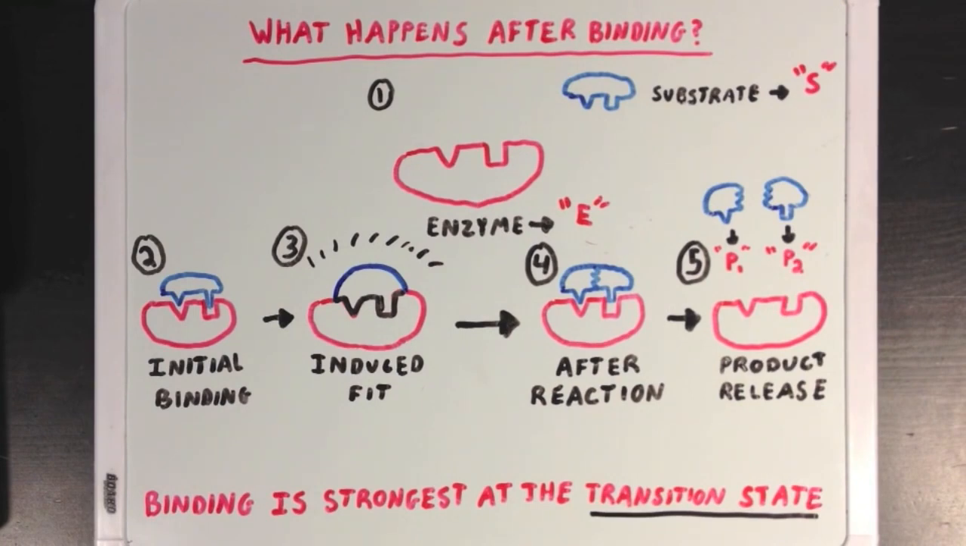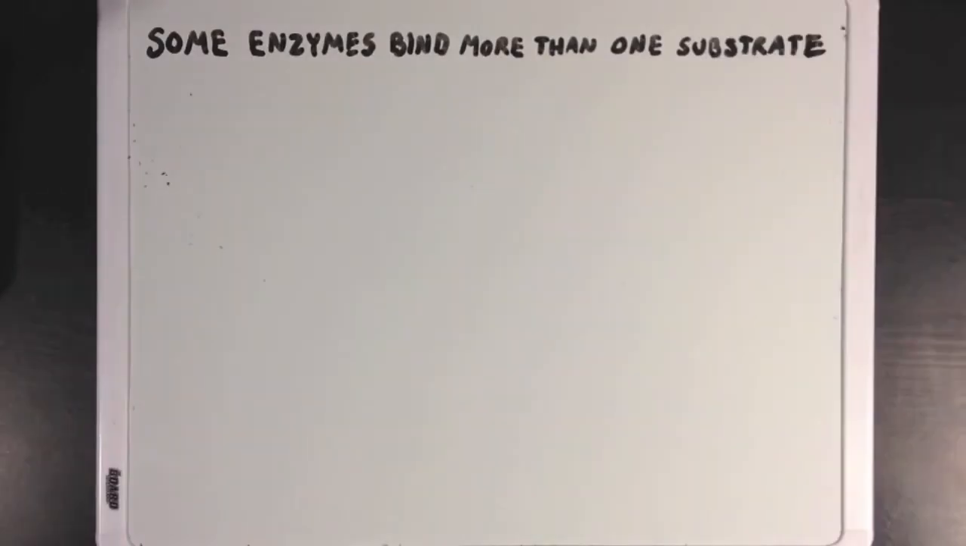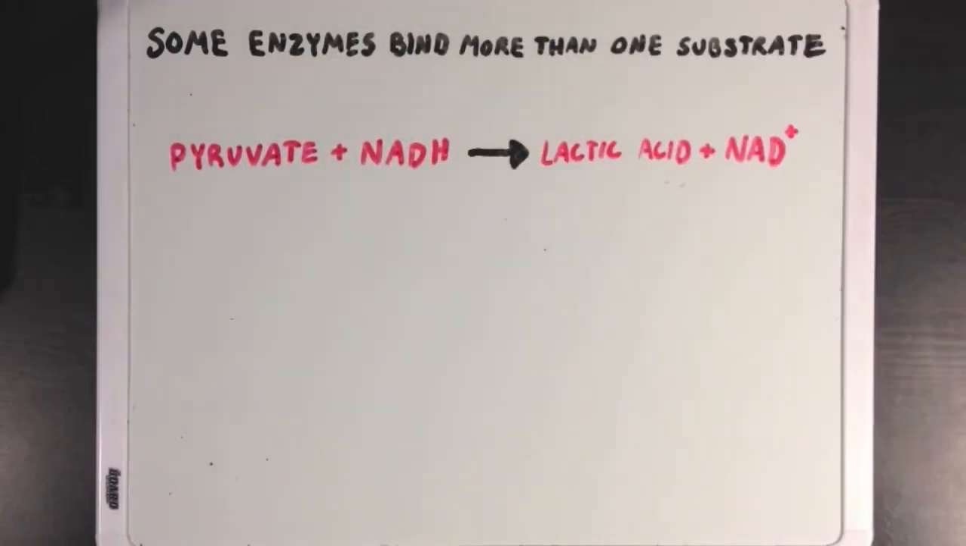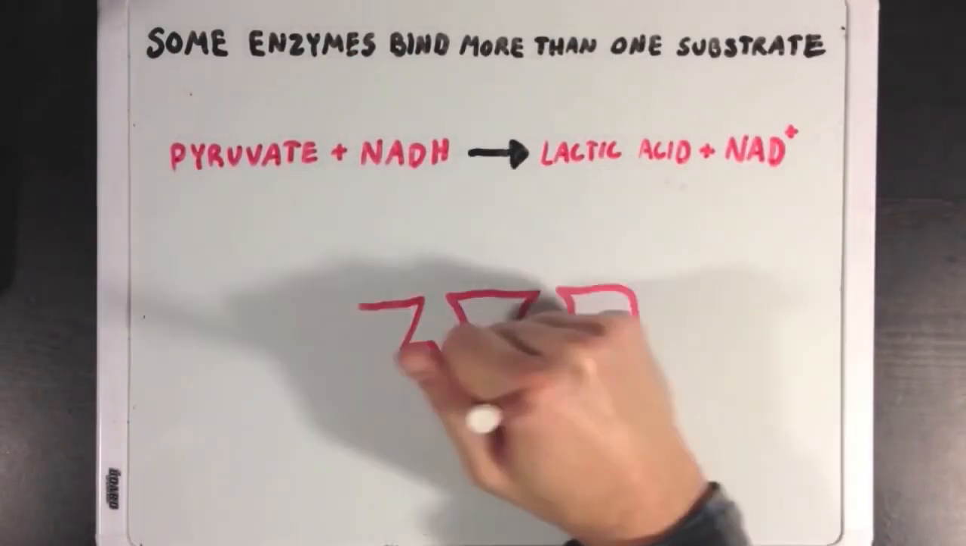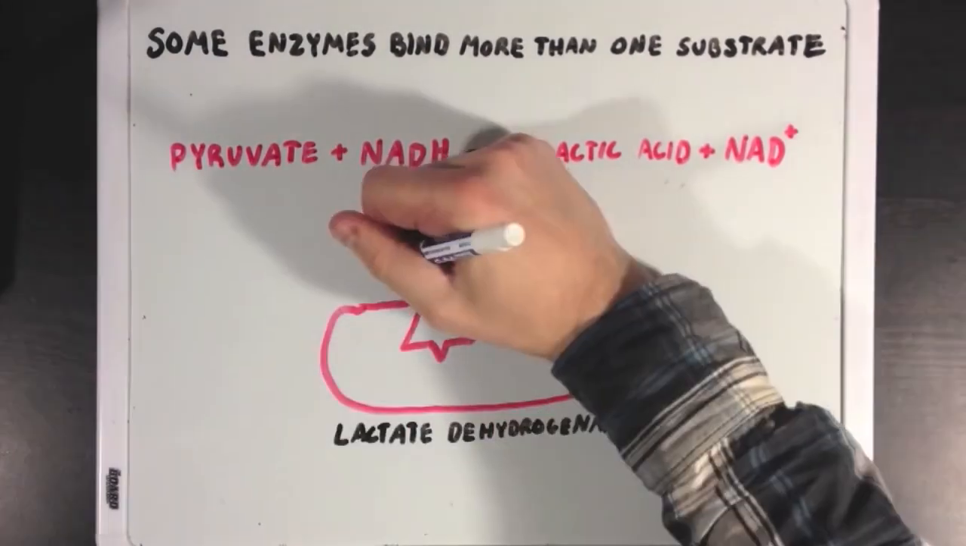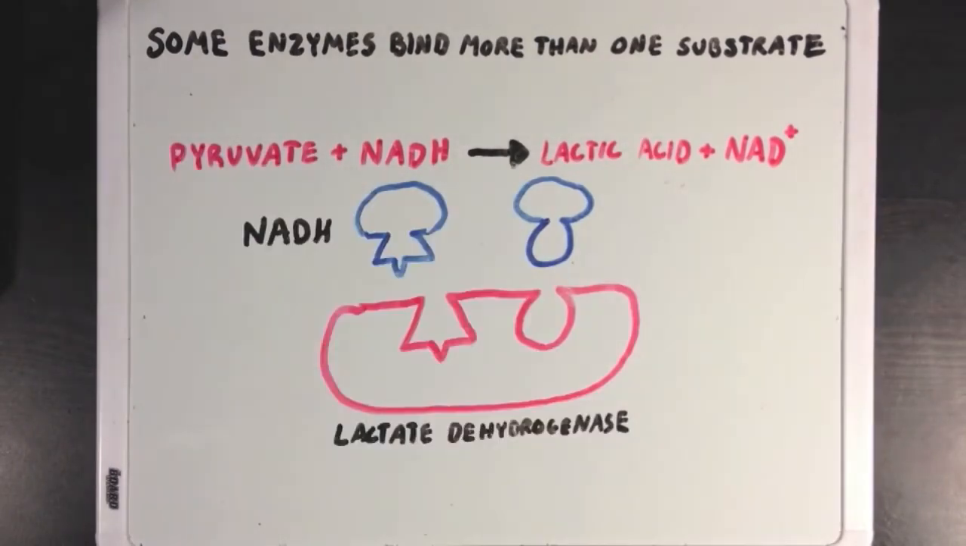And this is because the enzyme and the substrate have molded together, and that's why we call it the induced fit. Now, some enzymes will actually bind more than one substrate. And if we look at a reaction that might be familiar, which is lactic acid fermentation, we can see that our enzyme, lactate dehydrogenase, will have space to bind two different substrates in this reaction, one space being for NADH and the other being for pyruvate. So enzymes don't necessarily bind just one substrate.